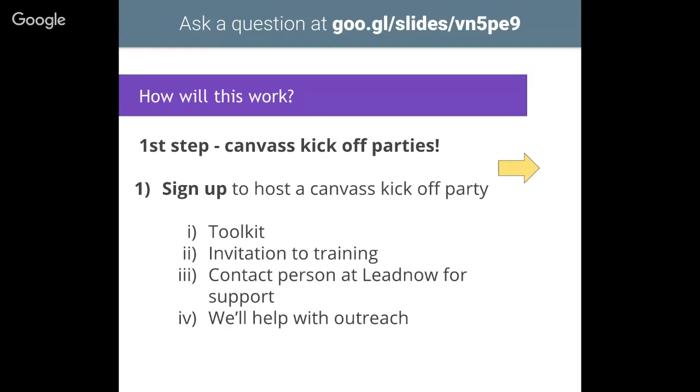and then any extra notes. So this is if you wanted to say anything to folks who might attend your Canvas kickoff party. Anything from if you have cats in your house and someone might be allergic, or a note that you want people to be aware of before they join you.